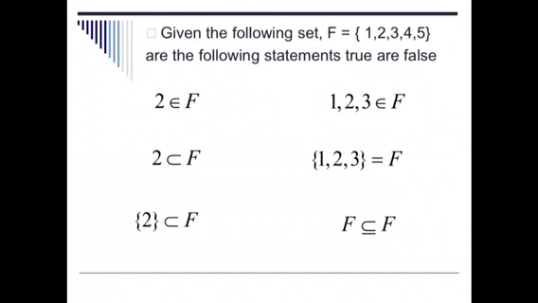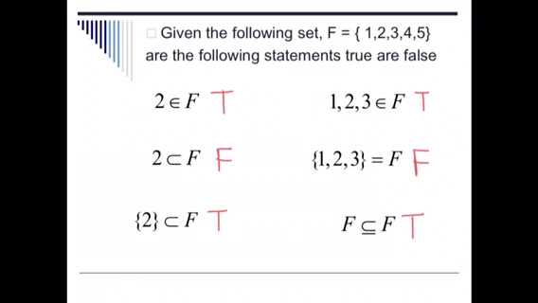Alright, we're going to quiz you guys here and see how much you understand in terms of notation. So we have a set, F. It's comprised of the elements 1, 2, 3, 4, and 5. I want you guys to go ahead and write down true or false next to each one of these statements. There's 6 different examples. And then check back in and see how you did.